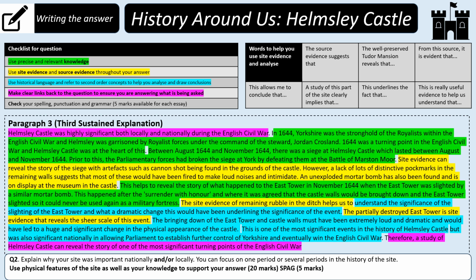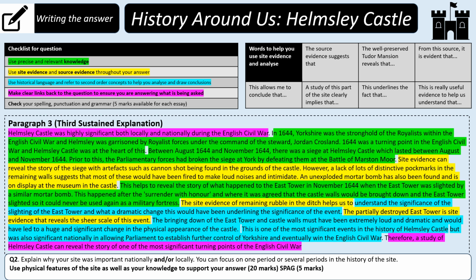Prior to this, the parliamentary forces had broken the siege at York by defeating them at the Battle of Marston Moor. Site evidence can reveal the story of the siege with artefacts such as cannon shot being found in the grounds of the castle. However, a lack of lots of distinctive pockmarks in the remaining walls suggests that most of these would have been fired to make loud noises and intimidate. An unexploded mortar bomb has also been found and is on display at the museum in the castle.